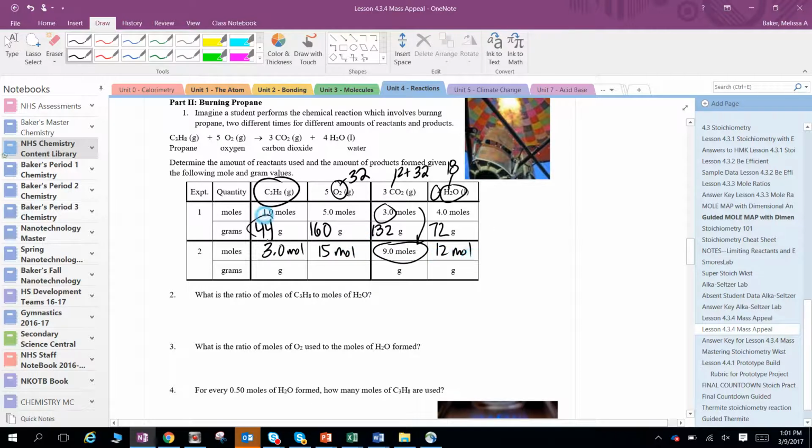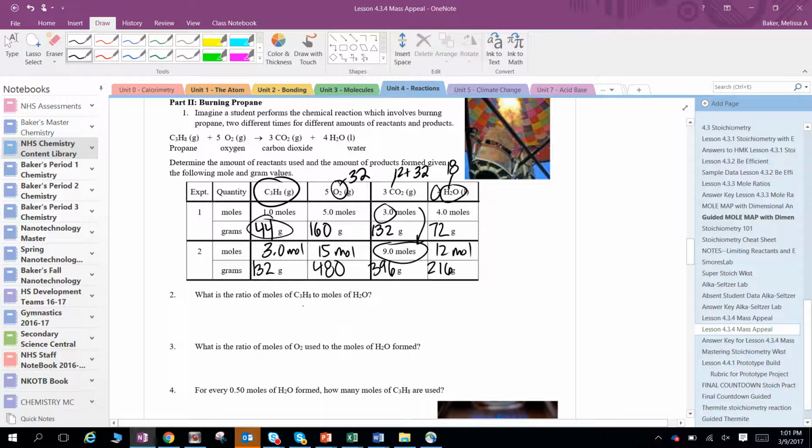Now we've got to multiply these masses by 3. 44 times 3, 132 grams, 480 grams, 396 grams, and 216 grams.